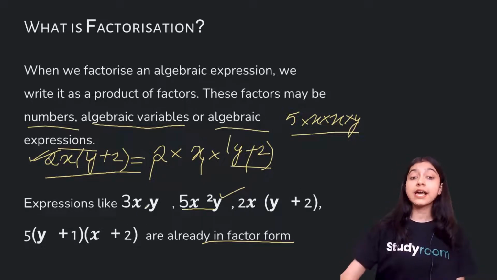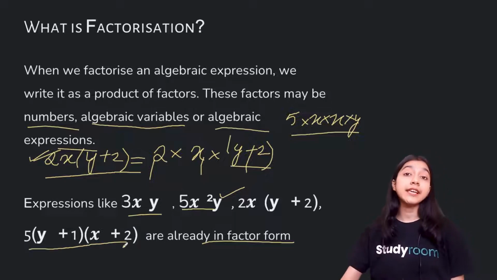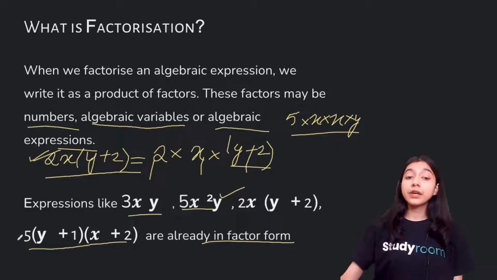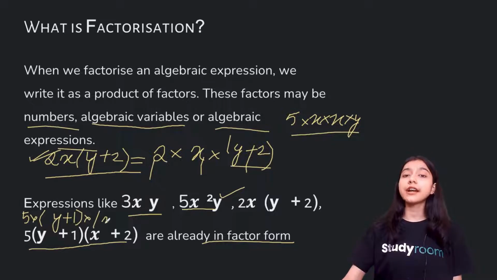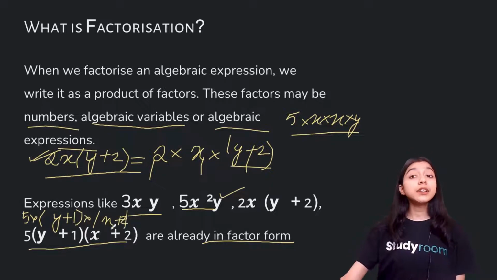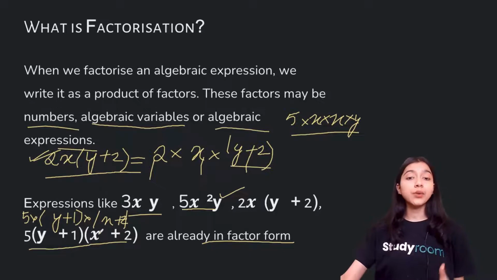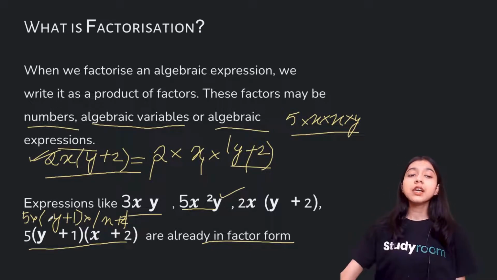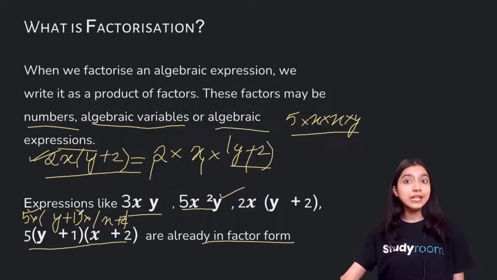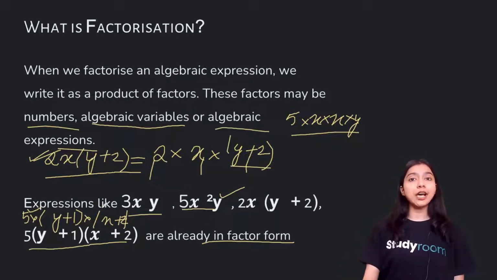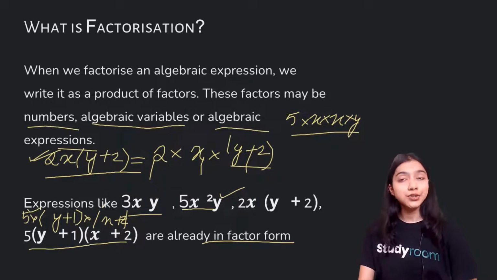Similarly, the other examples like 3xy and then (5y plus 1) multiplied with (x plus 2) are also in the factor form, because over here also we have 5 multiplied with another factor, that is y plus 1, multiplied with another factor, that is x plus 2. Now I told you that a factor should be a number, algebraic variable or algebraic expression. Here 5 is a number, y plus 1 is an algebraic expression and x plus 2 is an algebraic expression. So all these given examples are already in the factor form, or we can say that they have been factorized.